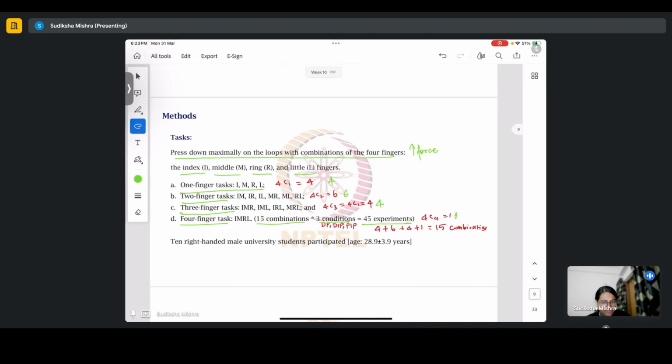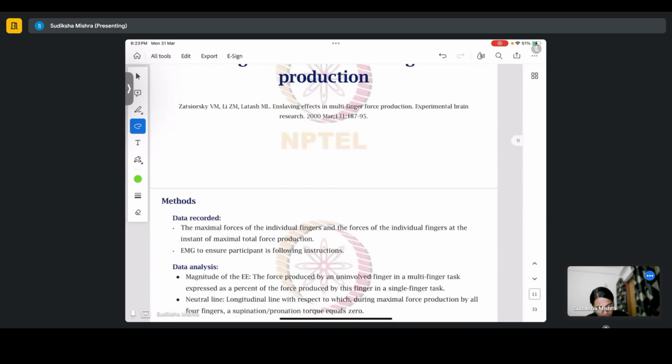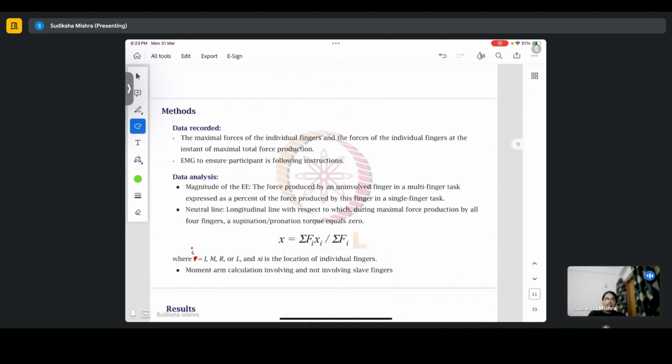So therefore there are 45 experiments. The participants were right-handed males with an average age of 28.9 years. Okay. So the data was recorded. The maximum forces that the fingers can produce was recorded, and the forces of the enslaved fingers was also recorded.